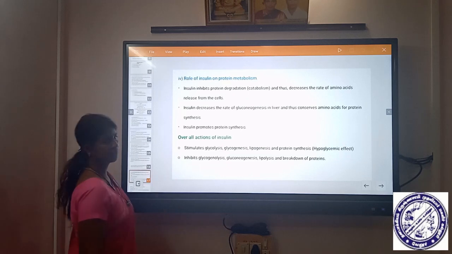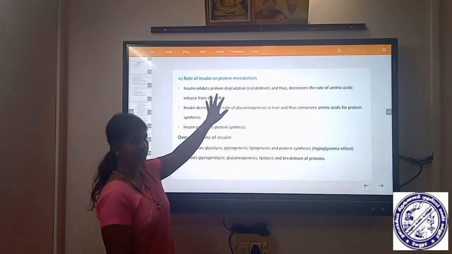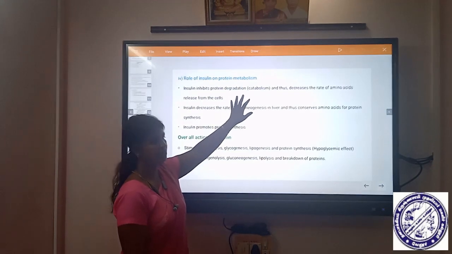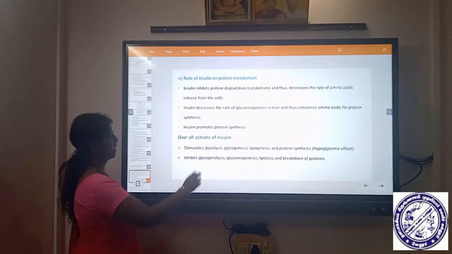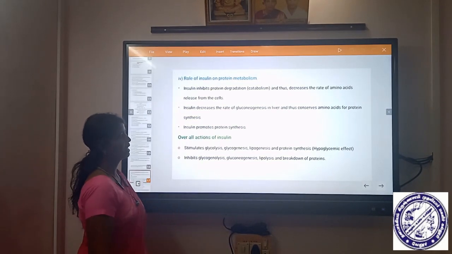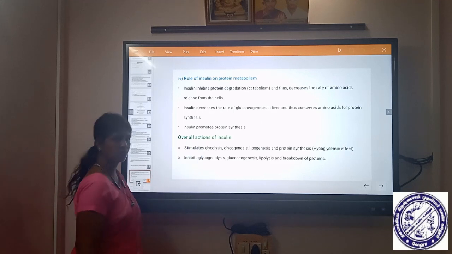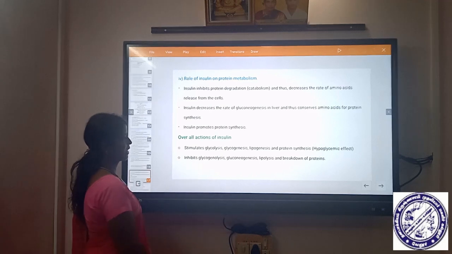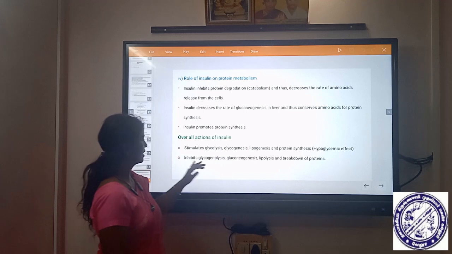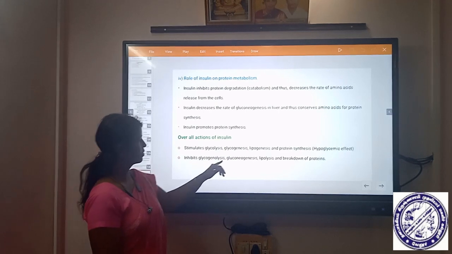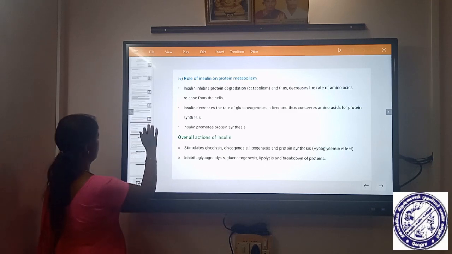Then, role of insulin on protein metabolism. Insulin inhibits protein degradation, that is the catabolism process. Thereby it decreases the rate of amino acid release from the cell and decreases gluconeogenesis in the liver. Then it promotes protein synthesis. Overall, the action of insulin is that it stimulates glycolysis, glycogenesis, lipogenesis and protein synthesis. It inhibits glycogenolysis, gluconeogenesis, lipolysis and breakdown of proteins.